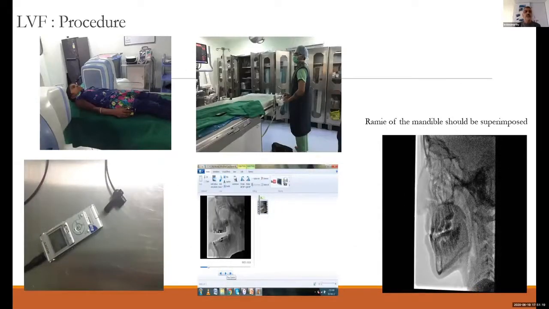Okay, so these are a few pictures of how it is done here. On a DSA, it is done with the patient lying down. We do not have a software that is compatible with our DSA machine to record the speech, so we do that separately. So there is an extra labor involved. I must say that all this work is carried out by my speech and language pathologist.